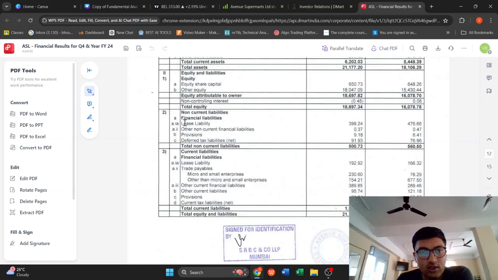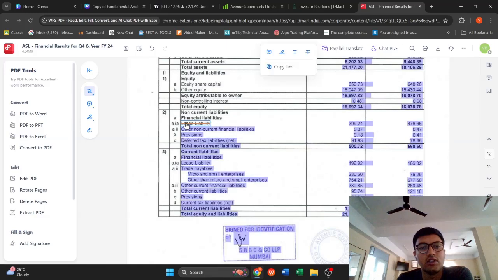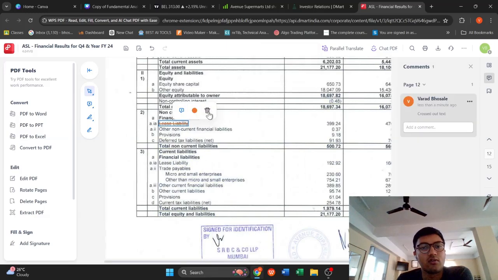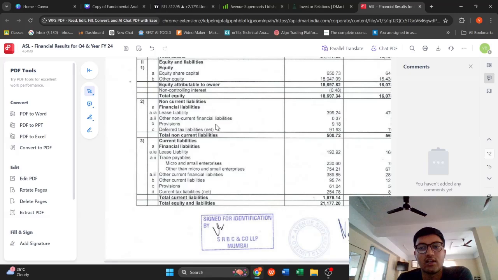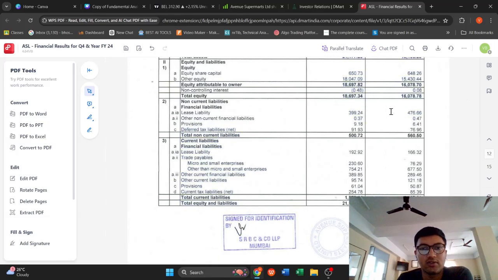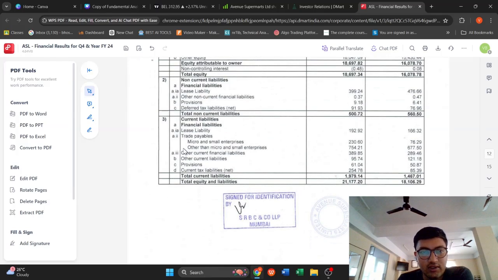And this is the non-current liability. So I was talking about the lease liability. Okay, sorry. Lease liability is the liability where they have taken a lease of some land and they have to repay some money. So this is a lease, basically renting a land. And deferred tax liabilities, and these are current liabilities.